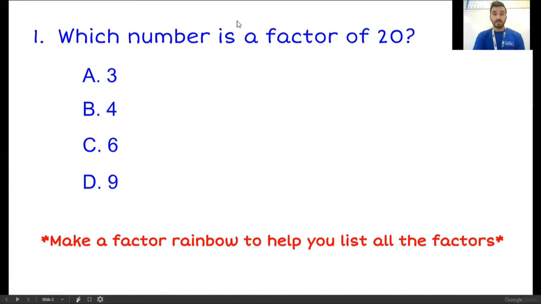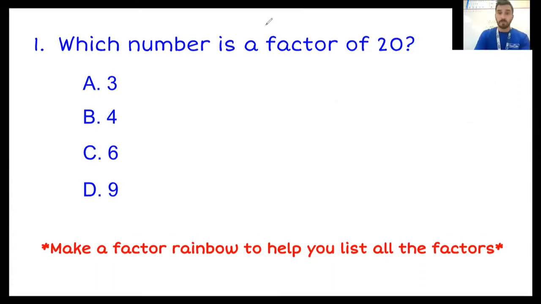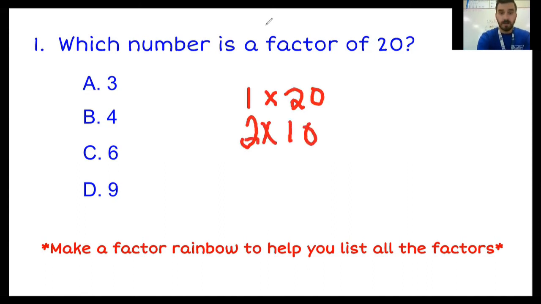I am always going to list the factor pairs first, starting in order. I'd go 1 times 20. I'd go 2 times 10. I'd go 4 times 5. I know that because I can take 20, I can divide it by 2 and get 10. I can divide it by 4 and get 5. Those are all my factor pairs.